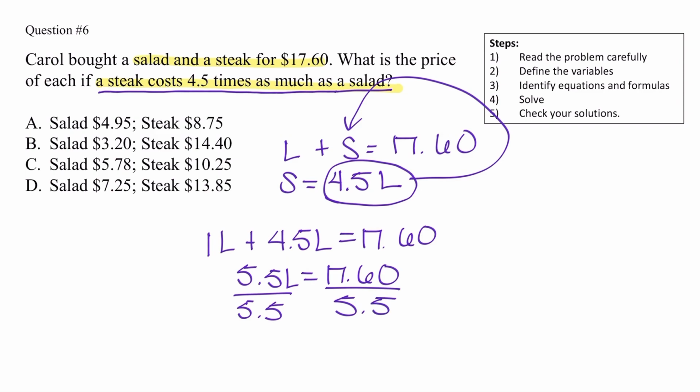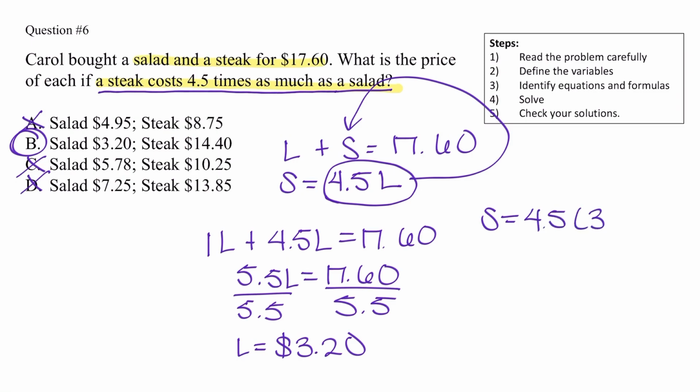So we have $17.60 divided by 5.5, which tells me that a salad will cost $3.20. So you can see that already matches answer choice B, but let's just verify that the steak is in fact $14.40. So we have this equation, steak equals 4.5 times 3.2. And so when we do that, let's use our calculator, 4.5 times 3.2, and that does equal 14.40. So that means that B is the correct answer choice.